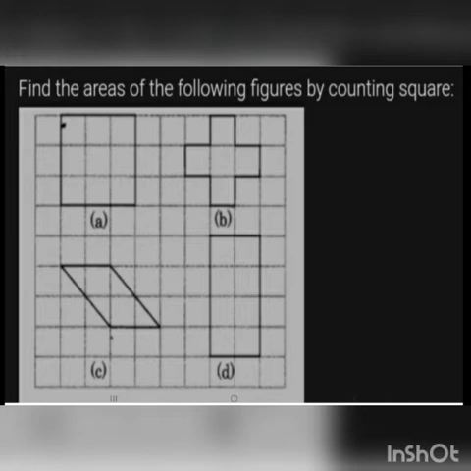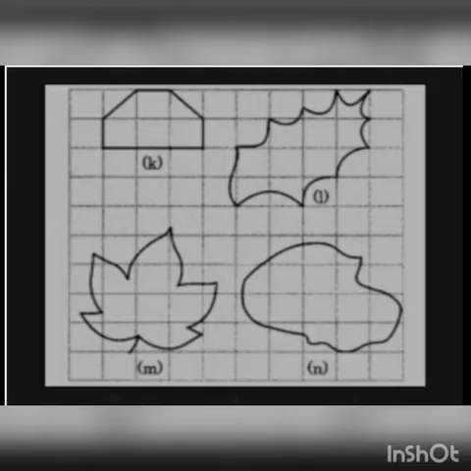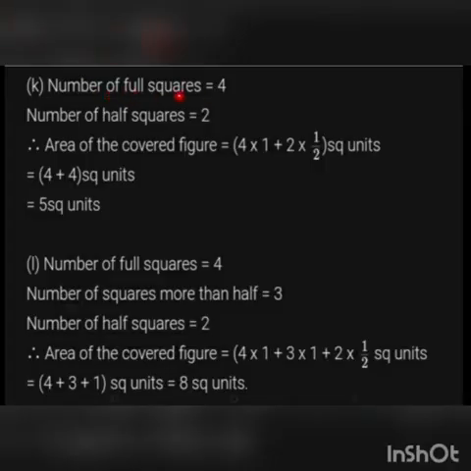If you get another shape, a shape like this, how can we count it? See here, 1, 2, 3, 4 are full and 1 half, 2 halves coming. So 4 plus 1, 5. Number of full squares 4, number of half squares how much? 2. So area of the covered figure will be 4 into 1.